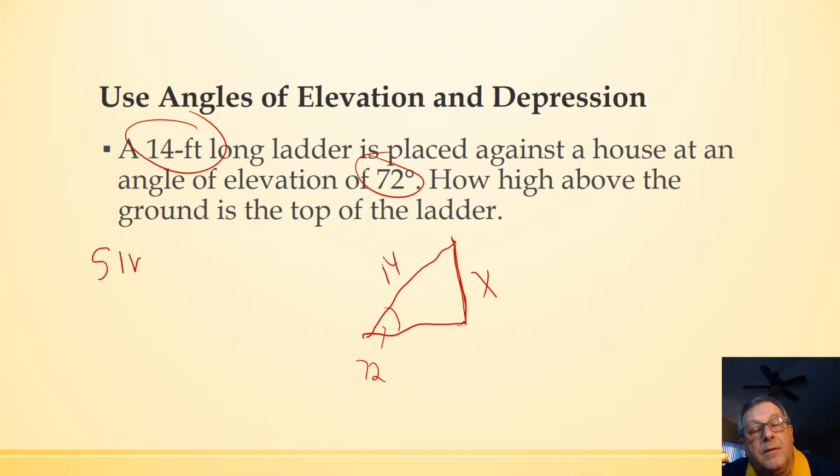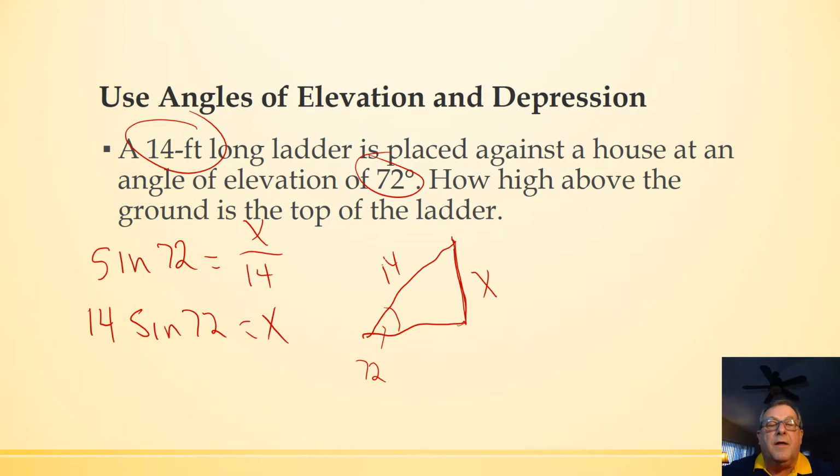So let's set up our equation. So I have the sine of 72 equals x over 14, opposite over hypotenuse. And we can just simply multiply both sides by 14 and solve for x. So we get 14 sine 72 equals x. All right, so again, jot that one down as well. And now we're going to move over to our calculator, do a couple of quick calculations, and we'll be good to go using angles of elevation.